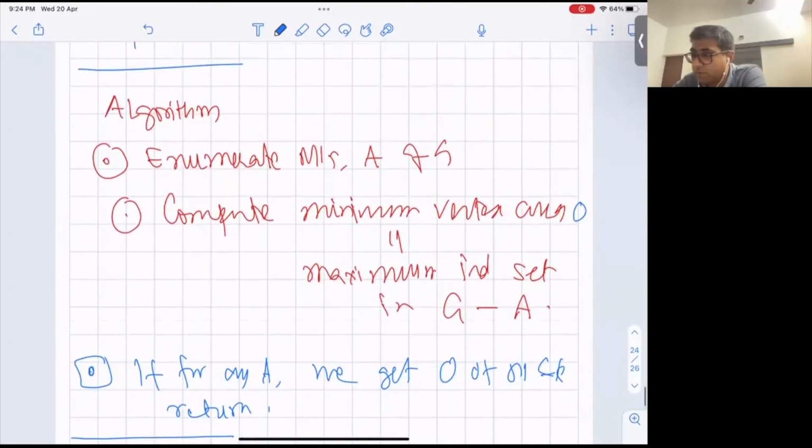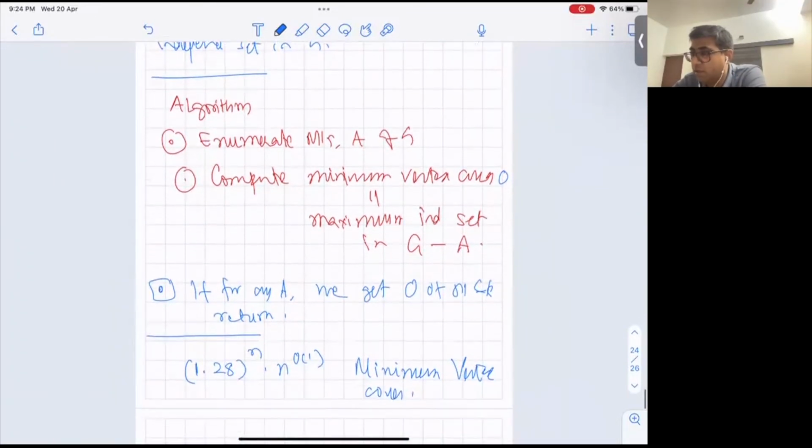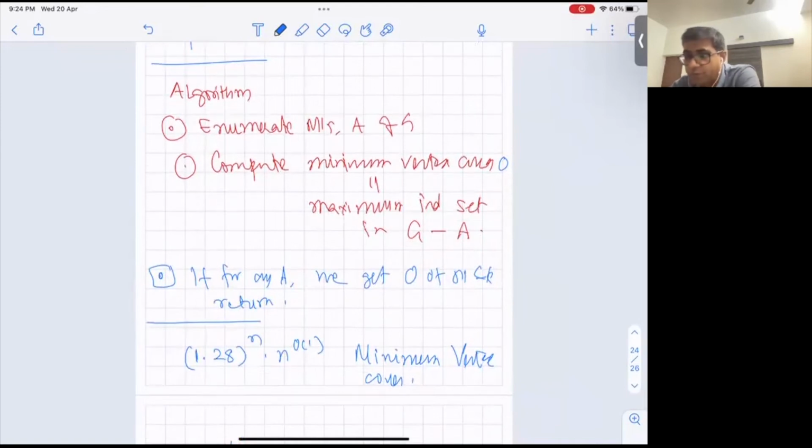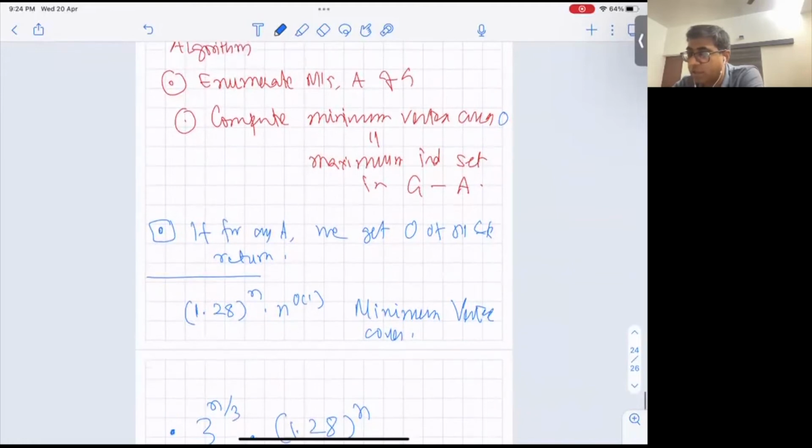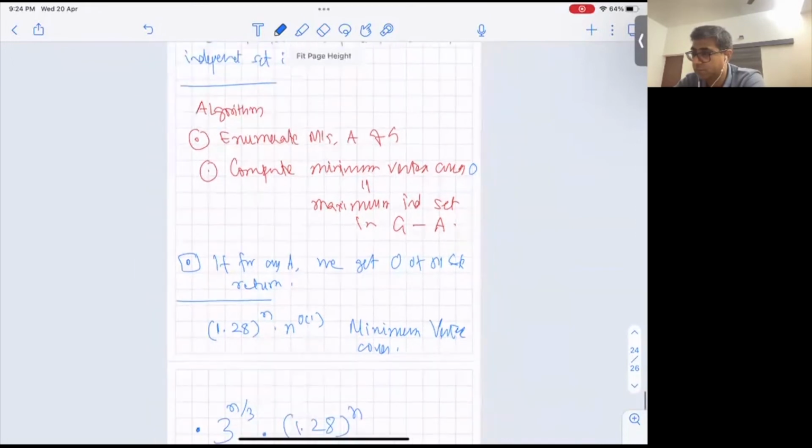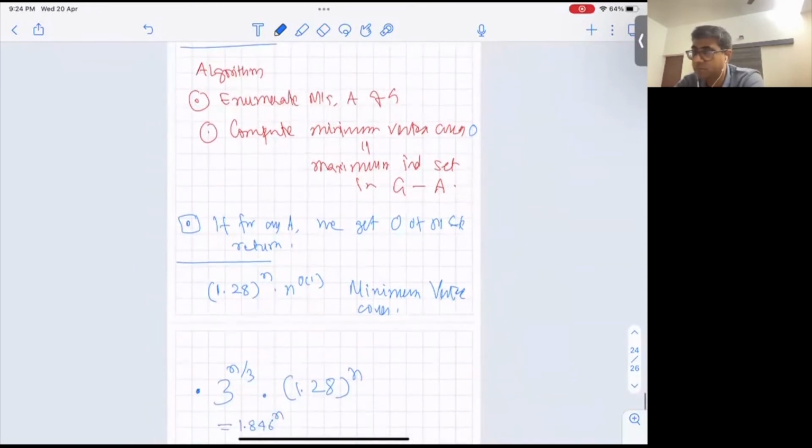This is the algorithm I wrote. I multiplied: first is how many maximal independent sets there are, which is 3 to the power n by 3. And what is the worst-case time complexity for the second step? I just multiplied both of those numbers, in one slide.